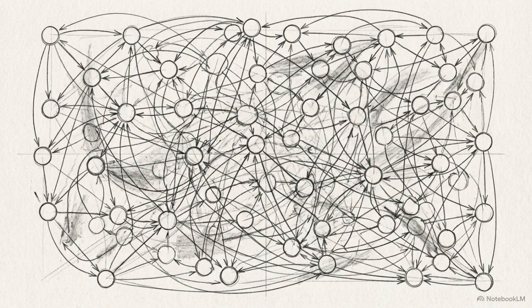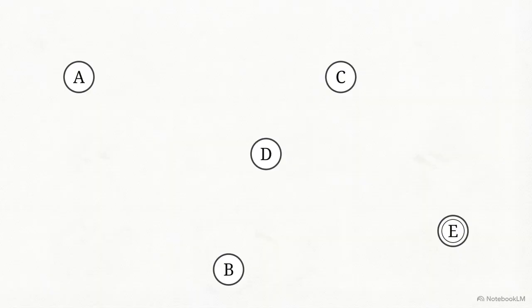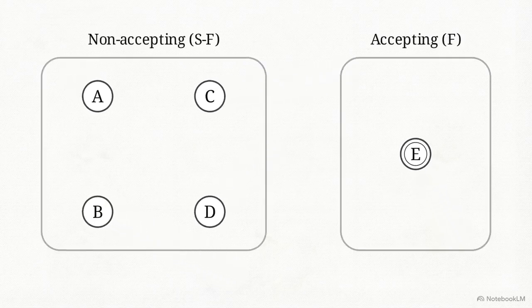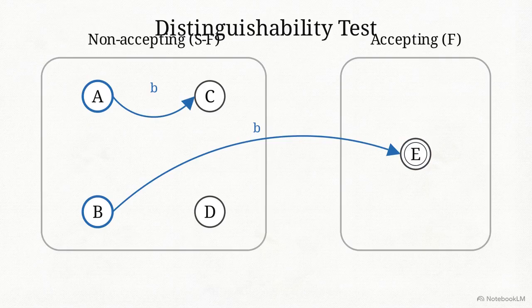Direct construction can still leave behind redundant states that occupy unnecessary memory. To reach the theoretical limit of efficiency, we apply a state minimization algorithm. We start by dividing all our states into two groups, those that accept the string and those that don't. We then test for distinguishability. We're looking for any two states in a group that react differently when given the same input. If state A goes to group 1 on an input B, but state B goes to group 2 on that same input, they are distinguishable.